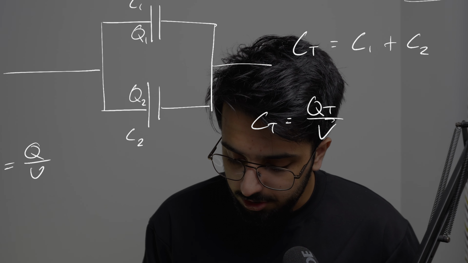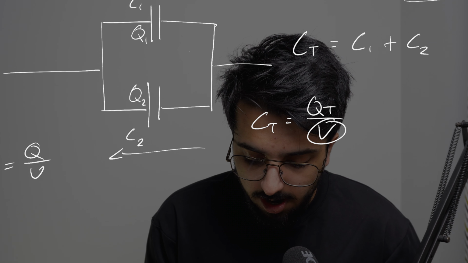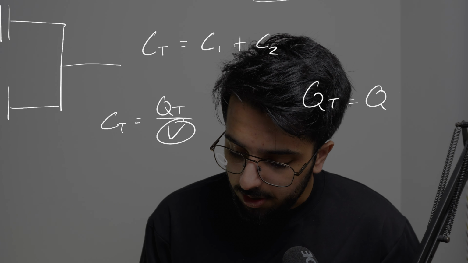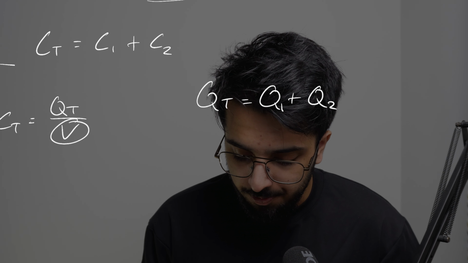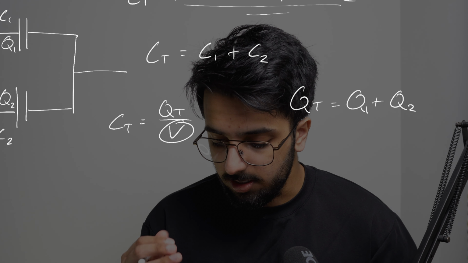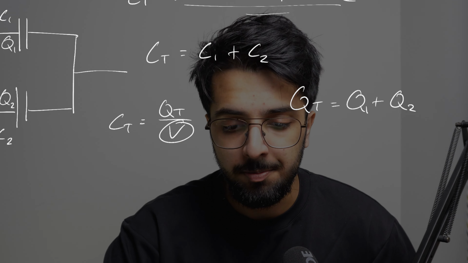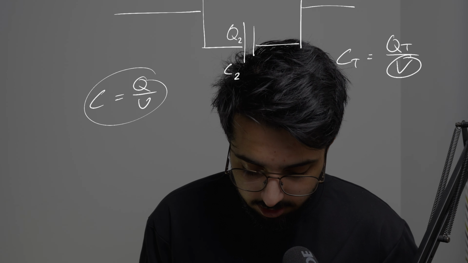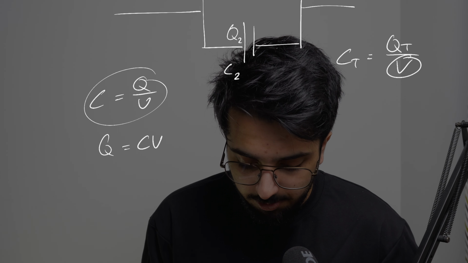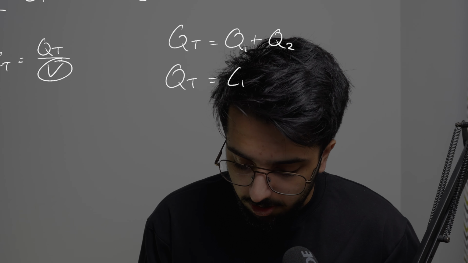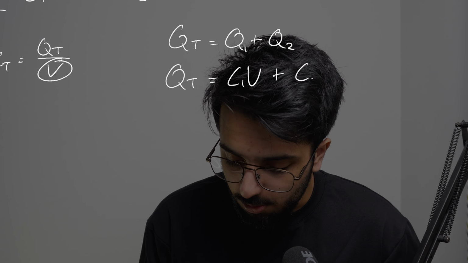And remember, the voltage across both of the capacitors is exactly the same. Our total charge is going to be equal to Q1 plus Q2. So the total amount of charge within the section of the circuit is just the sum of all the individual charges. Rearranging the formula, we get Q is equal to CV, and so our total charge is equal to C1V plus C2V.